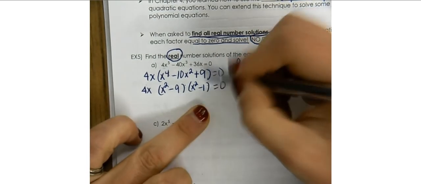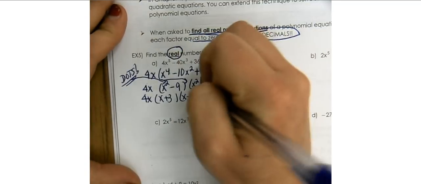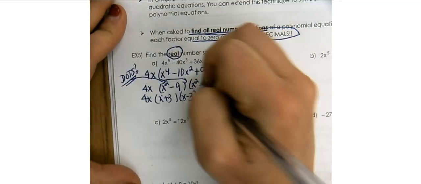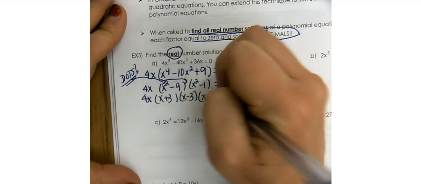Both x squared minus 9 and x squared minus 1 are differences of squares. So we have to factor it completely. So we have 4 parentheses that we're going to have to set up. So we have 4x times 2 parentheses for the x squared minus 9 to be x plus 3 and x minus 3, and 2 parentheses for the x squared minus 1 to be x plus 1 and x minus 1.